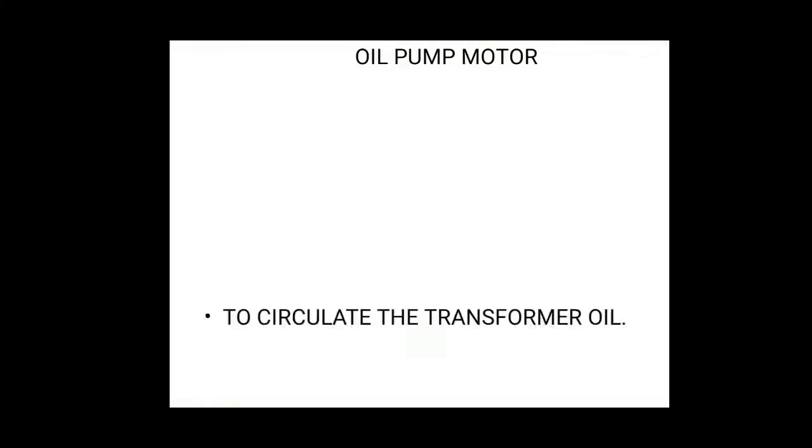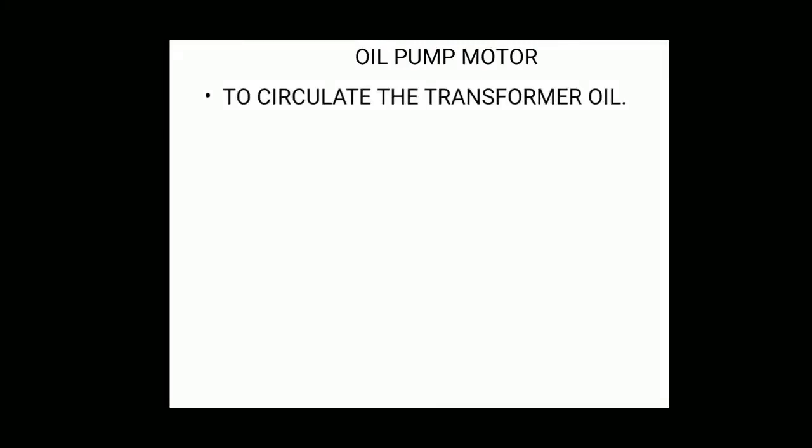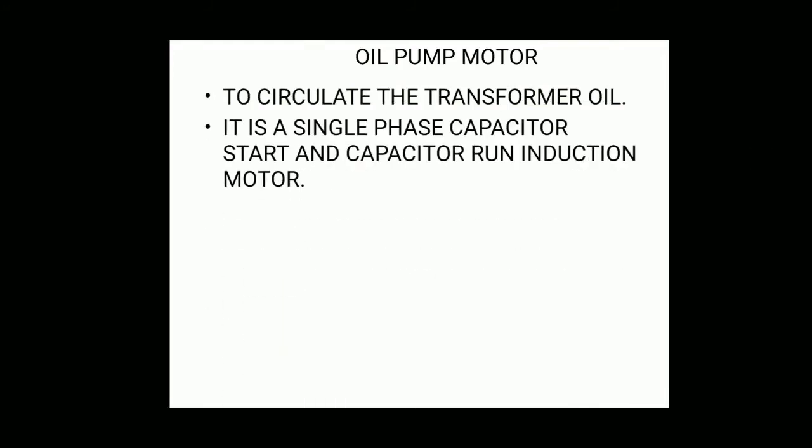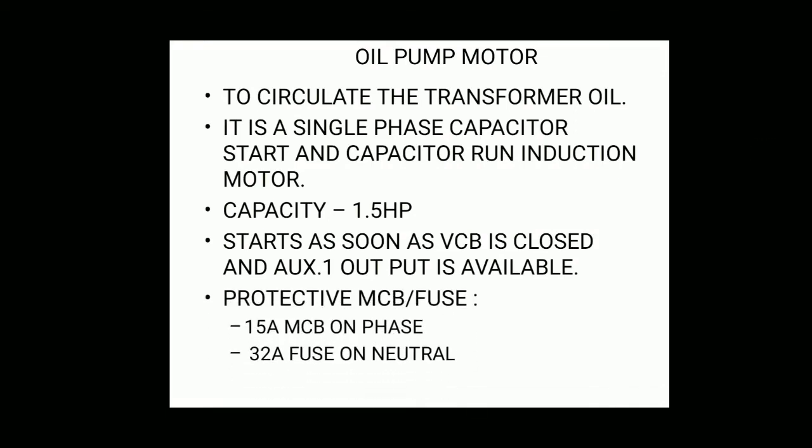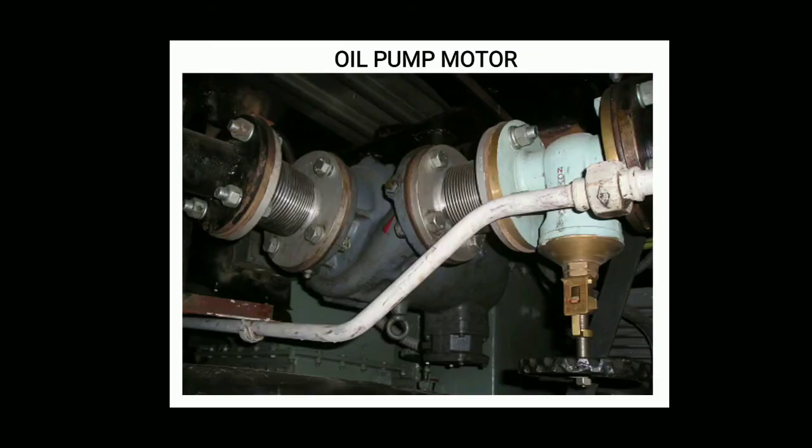Oil pump motor. To circulate transformer oil from the tank to the radiator and back. It's a single phase capacitor start and run motor of capacity 1.5 HP. It starts as soon as MC is energized and power is available at the auxiliary 1 circuit. The oil pump motor is protected by a 15 amps MCB on phase and a 32 amps fuse on neutral. It is located under the motor coach frame.